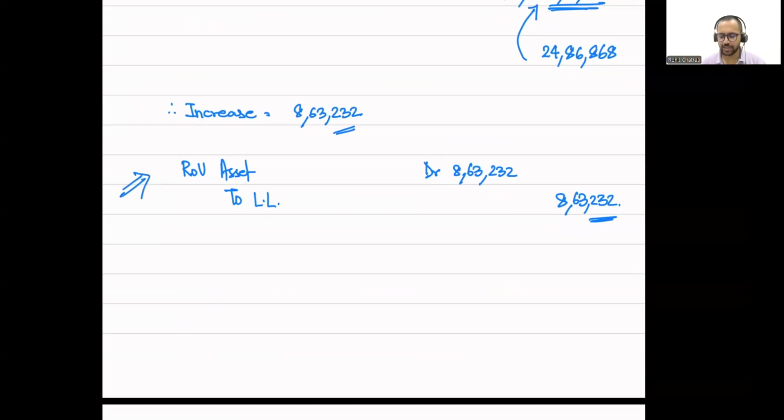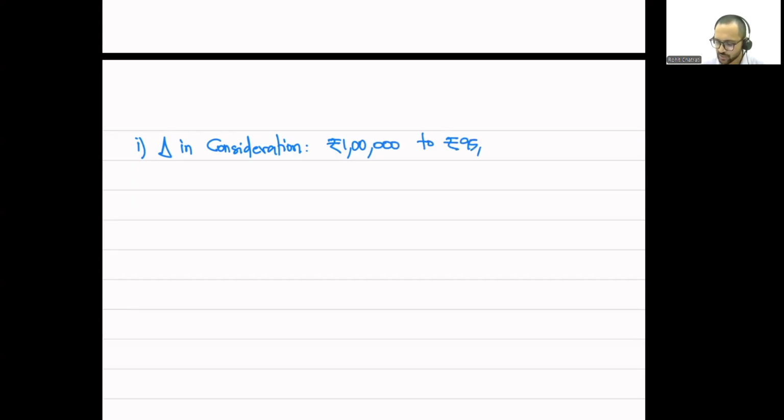Remember, in three cases we have done exactly the same thing. One was where there was a change in consideration. There was an example where the consideration changed from 1 lakh to 95,000. What we did is we calculated the revised lease liability and gave a corresponding adjustment to ROU asset. Although we took an example of a decrease in consideration, the same thing applies when there is an increase, even if it goes from 1 lakh to 1 lakh 10,000. We would have calculated the revised lease liability and given a corresponding adjustment to ROU asset as well.